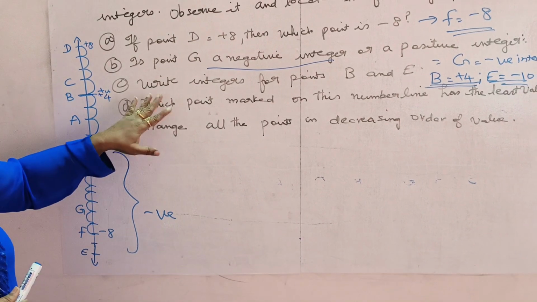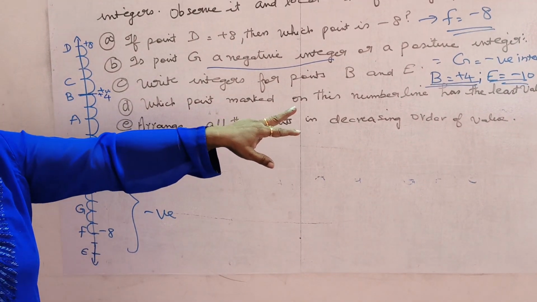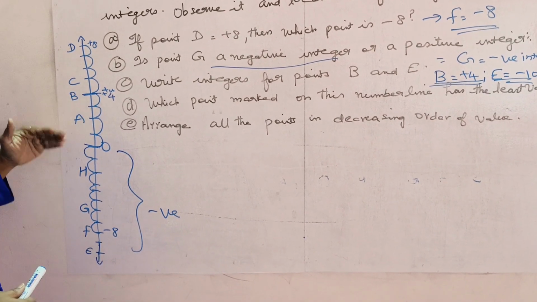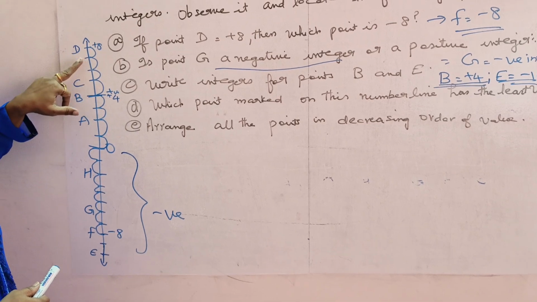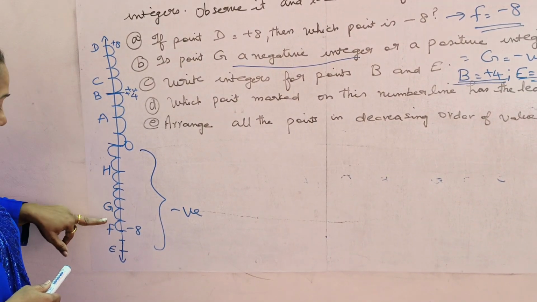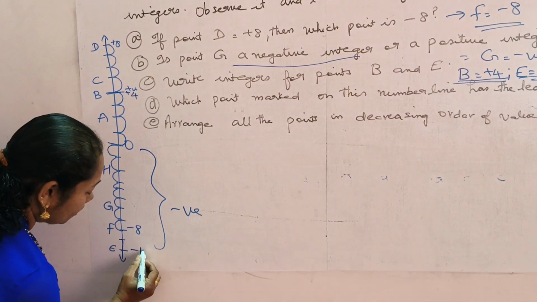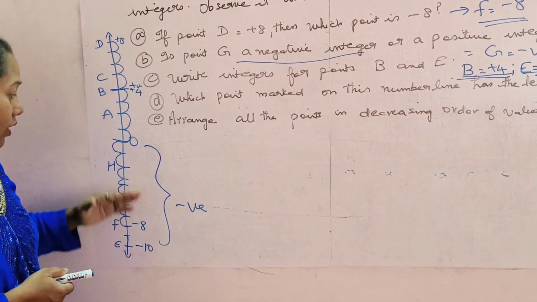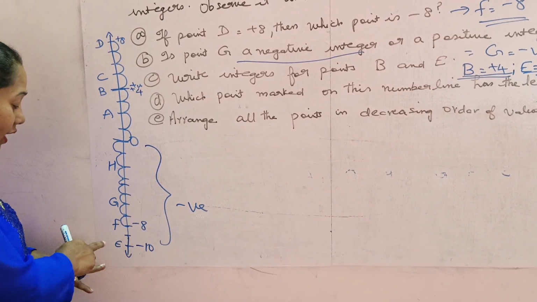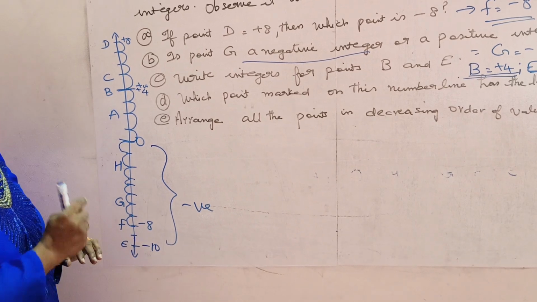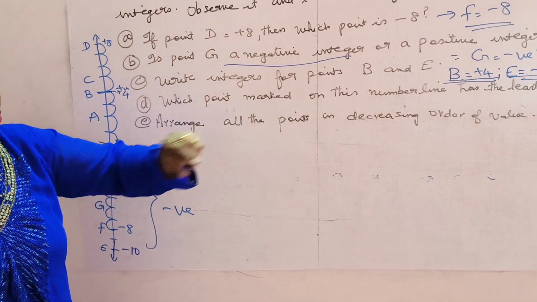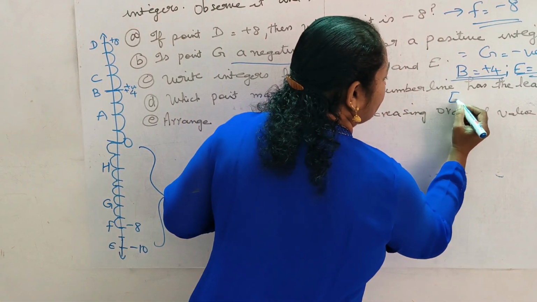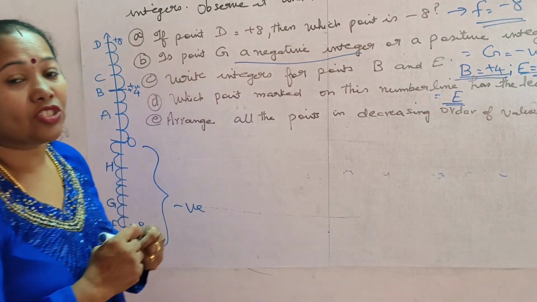Okay. Now next question. Which point marked on this number line has the least value? What will be the least value? Already you know that 8 is greater than 0, and 0 is greater than minus 8, and this is minus 10. So we know that the last value on this number line will be the least value. On the negative side, minus 10, E is the last value. So this is the least value. Which point on this number line has the least value? The point is E. E has the least value.